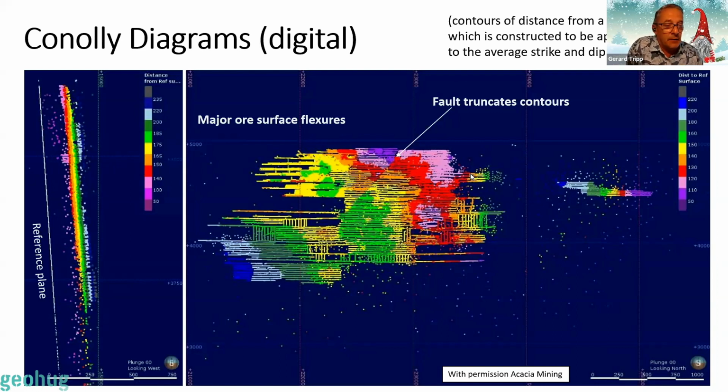So just take note of the scale down at the bottom. That's 1,000 meters on the scale bar at the bottom through there. So we're talking about 2 by 2 kilometers or more, 3 by 2 kilometers. And so really all we're doing here is looking at this. This is not grade. This is distance to the ore surface. And so this is a cross section on the left. By creating a reference plane and then measuring the distance to the vein, we can then color that up by distance and make a set of contours that now tell us what the shape of the vein surface is, right?